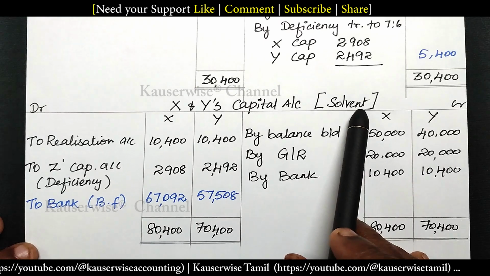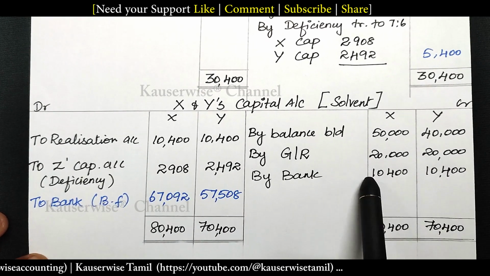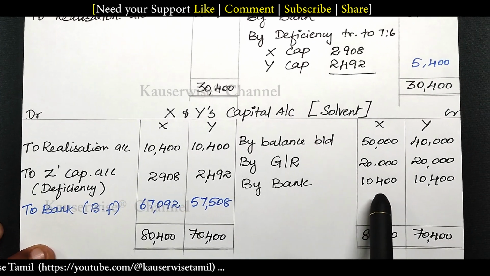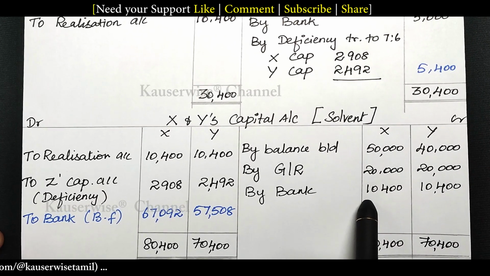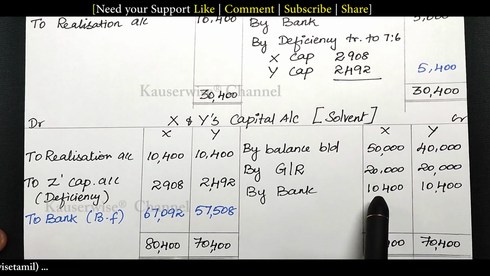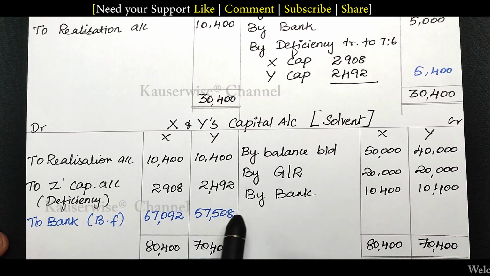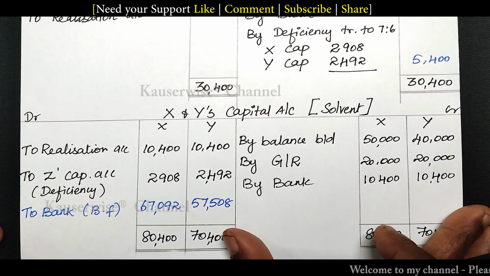Now see the solvent partners' capital account. Here we have assumed that the solvent partners brought an amount equal to the realization loss. How much? 10,400, 10,400. This we have to enter on the debit side, that is the receipt side of the bank account. And this is the final payment made to X and Y, which we need to enter on the payment side, that is the credit side. Now let's see the bank account.